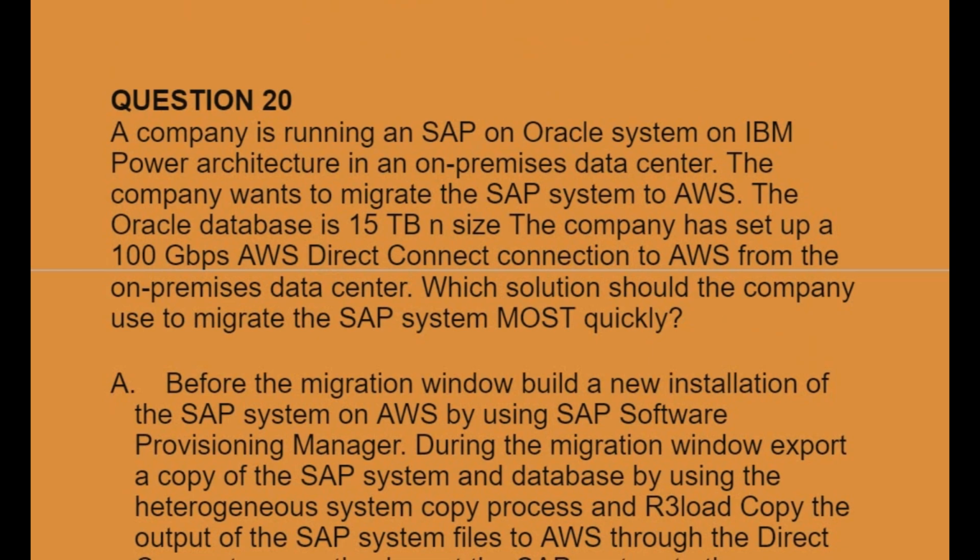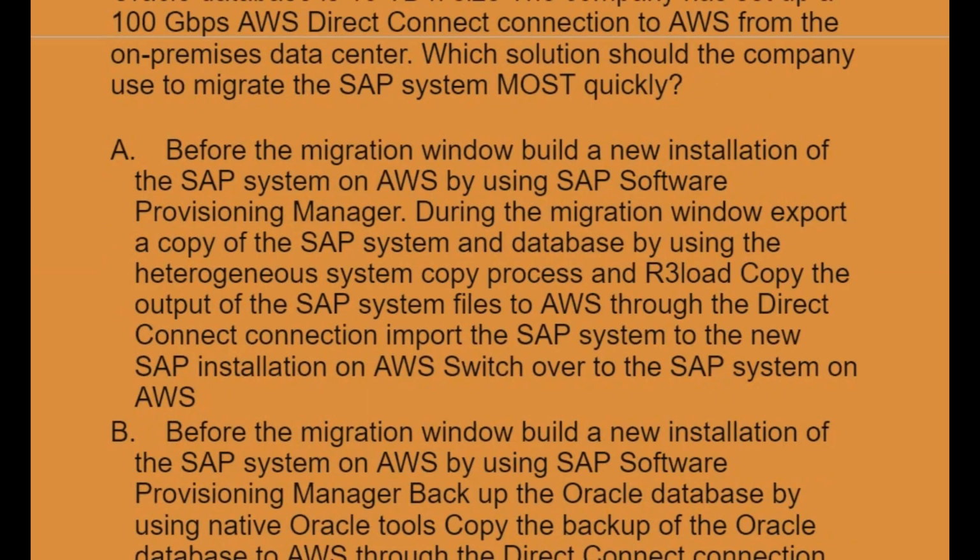Question is, a company is running an SAP on Oracle system on IBM Power Architecture in an on-premises data center. The company wants to migrate the SAP system to AWS. The Oracle database is 15 TB in size. The company has set up a 100 Gbps AWS Direct Connect connection to AWS from the on-premises data center. Which solution should the company use to migrate the SAP system most quickly?